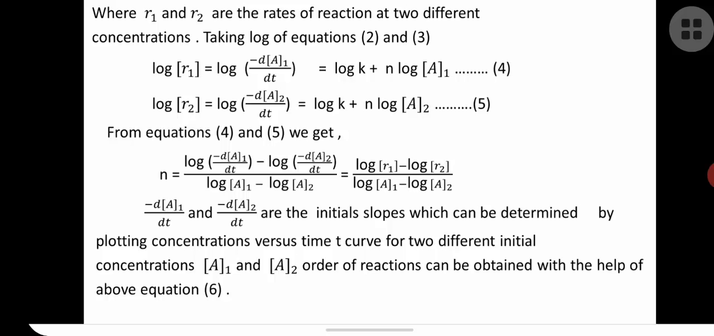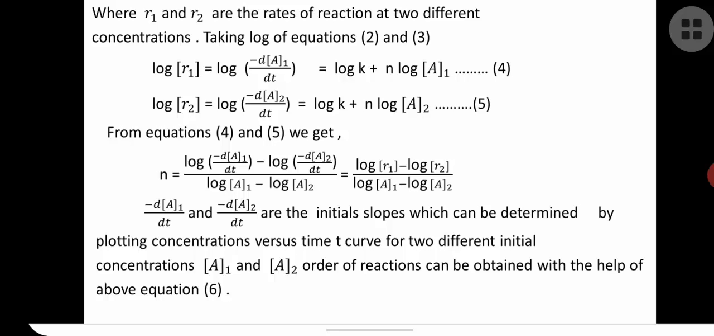From equations 4 and 5, we get n is equal to log of minus d concentration of A1 upon dt minus log of minus d concentration of A2 upon dt divided by log of A1 minus log of A2. From equation 4, log of minus d concentration of A1 upon dt is equal to log of R1. And from equation 5, log of minus d concentration of A2 upon dt is equal to log of R2.